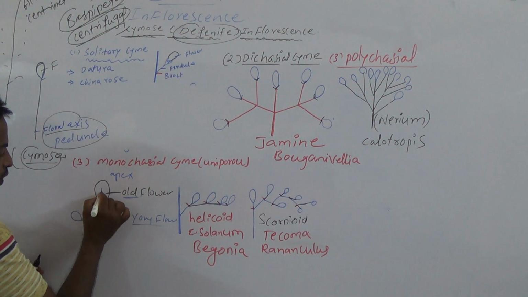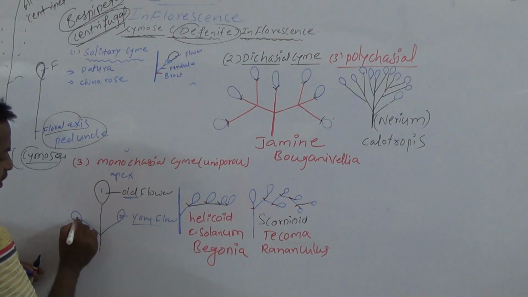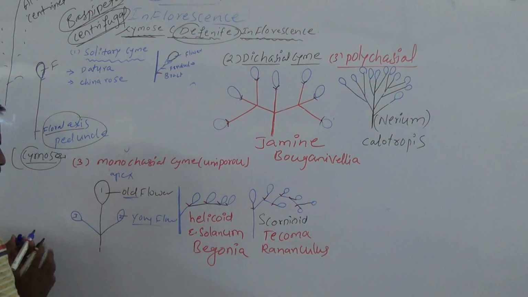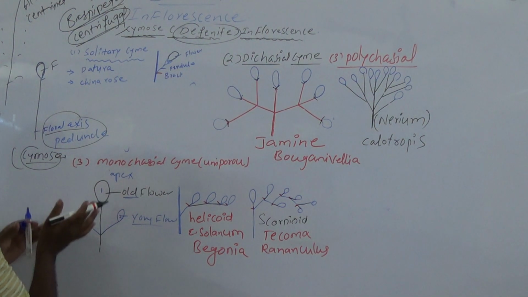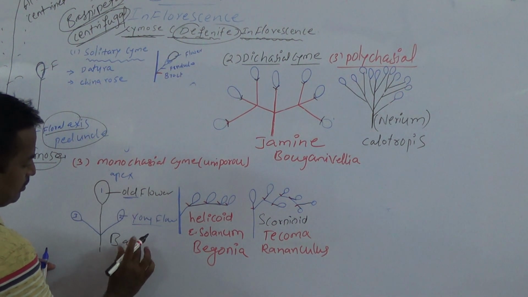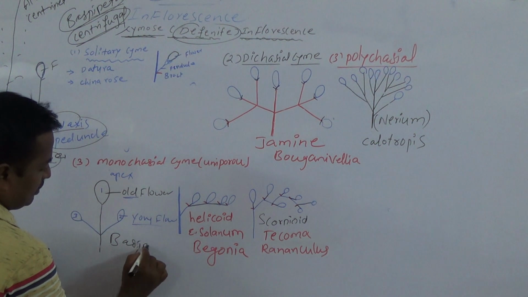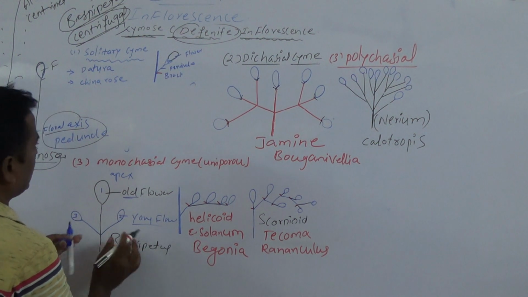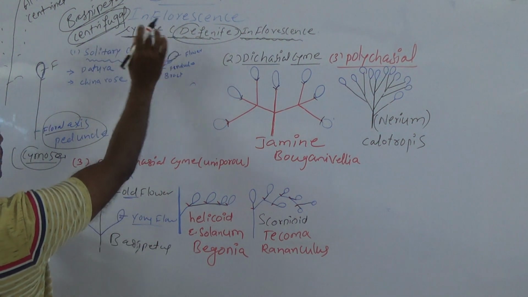Now this is the first flower, this is the second flower, this is the third flower. What is the position of the young flowers relative to the old flower? Below, which is basipetal. Are you clear? That type of arrangement is commonly reported in cymose.